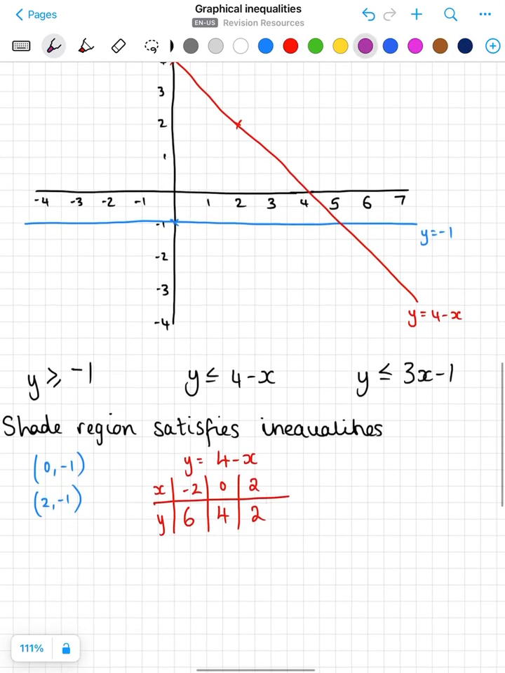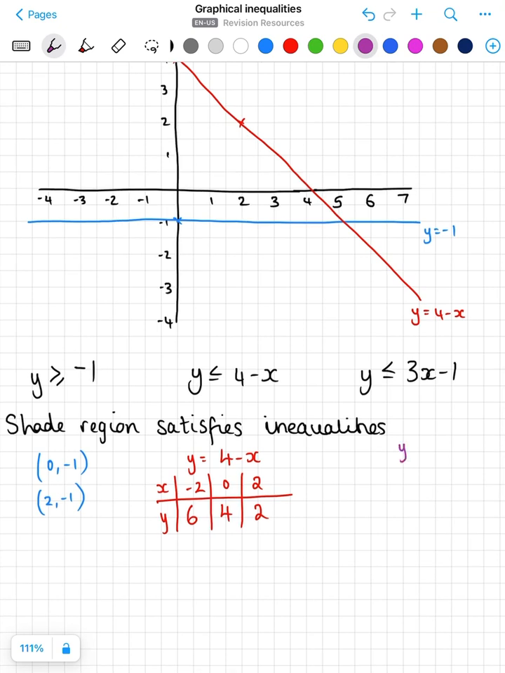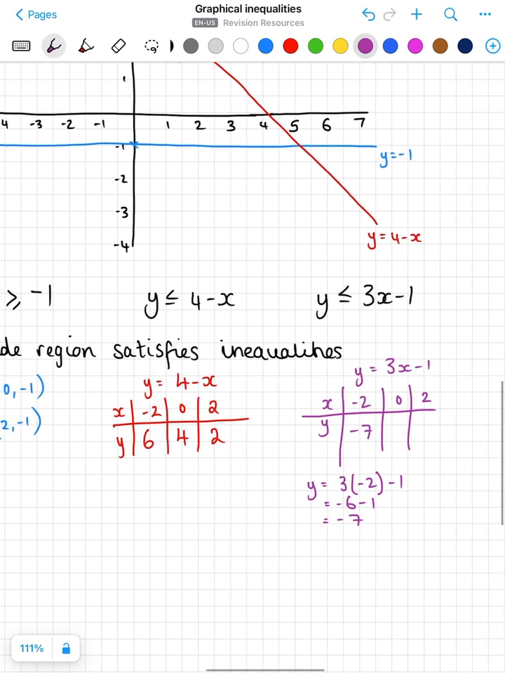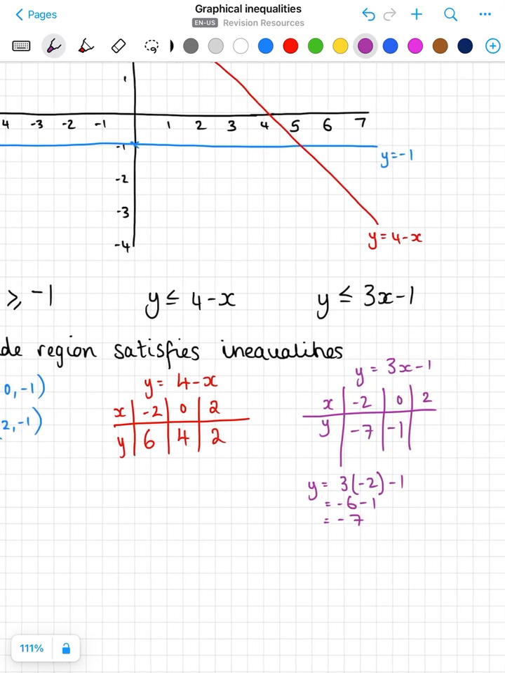One to go. Table of coordinates for y equals 3x minus 1. Again, pick some random coordinates. We can go -2, 0 and 2. So what we've got here is y equals 3 times -2 minus 1. That's -6 minus 1, which is -7. 3 times 0 is 0, minus 1 is -1. 3 times 2 is 6, minus 1 is 5.